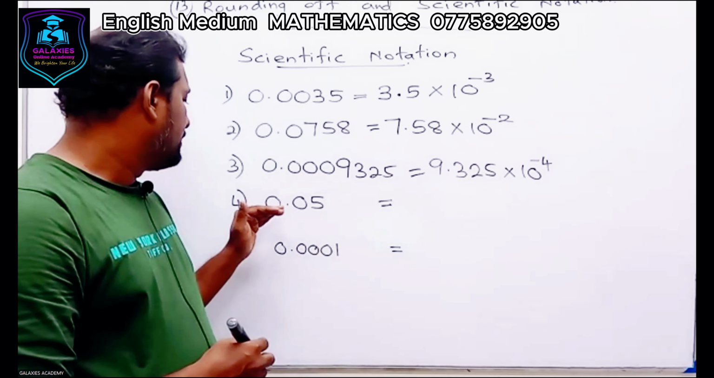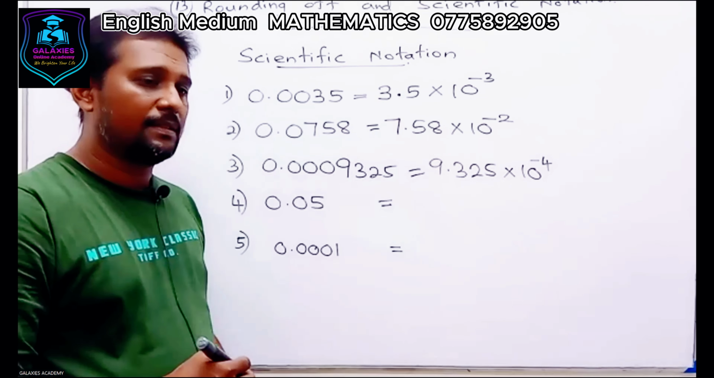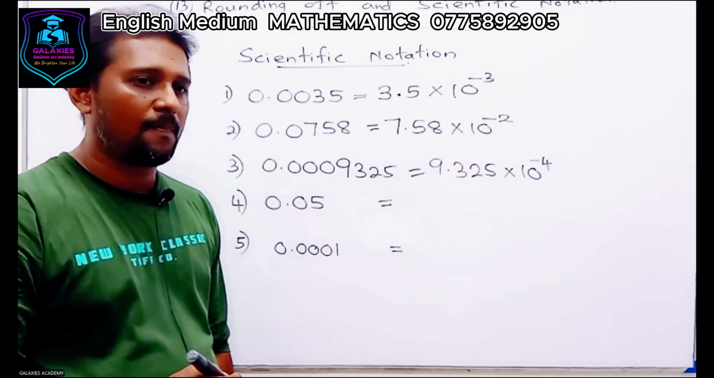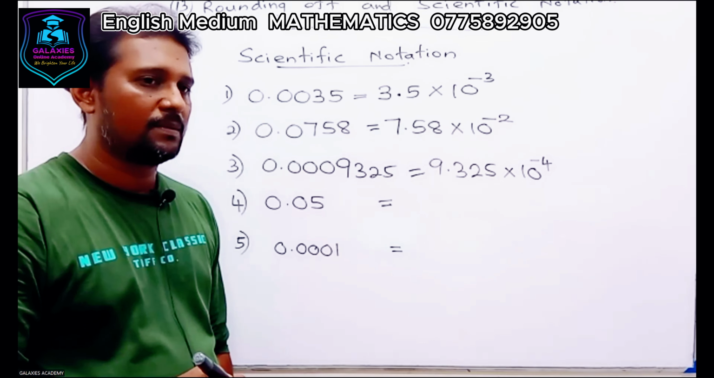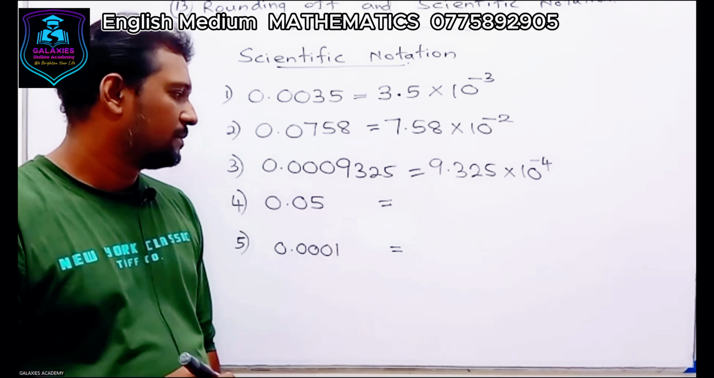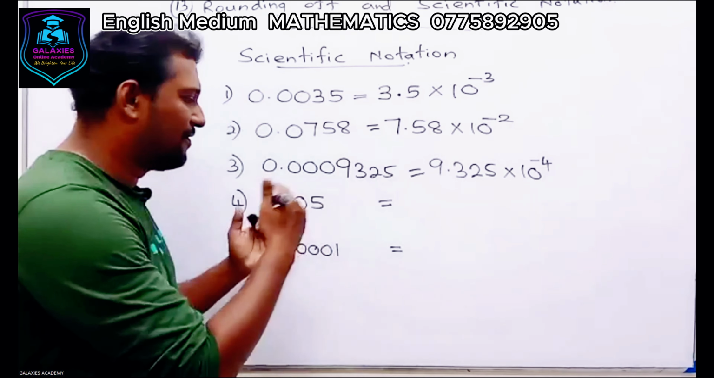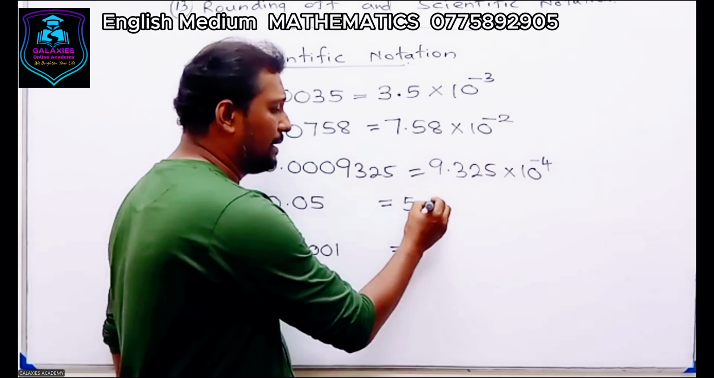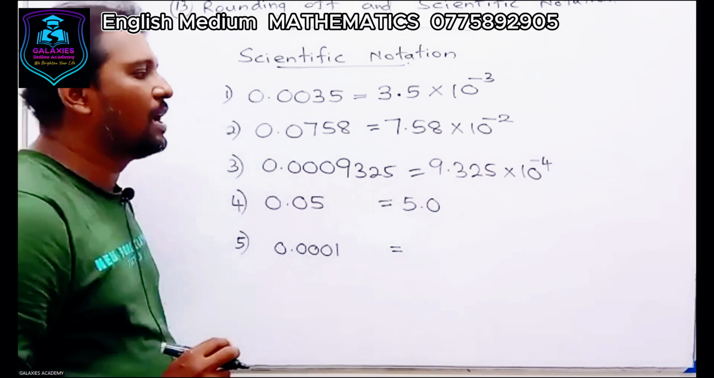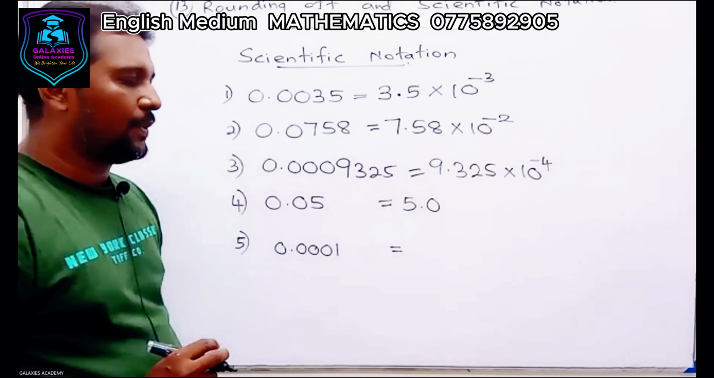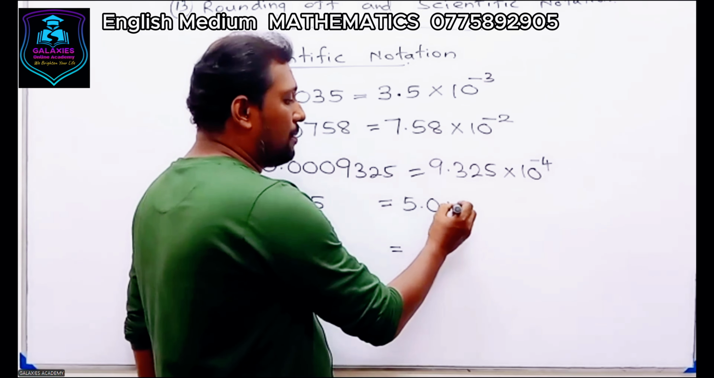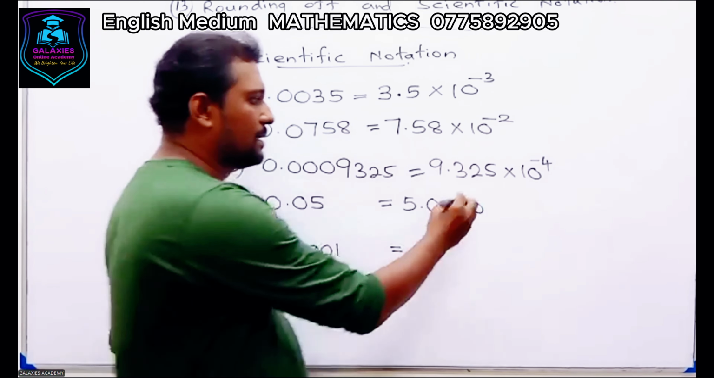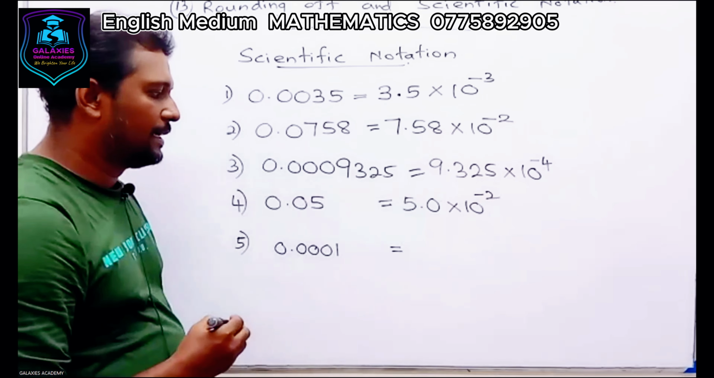Right. Did you write the fourth and fifth answers? Haida, what is the fourth answer? 5.0 multiply 10 to the power minus 2. Right, 5.0. After 5, you have to keep the decimal point, but there are no digits after 5, so you have to write 0. At least one digit you have to write after the decimal point when you write scientific notation. Multiply 10 to the power 1, 2, negative direction 2 places, so minus 2. 10 to the power minus 2.